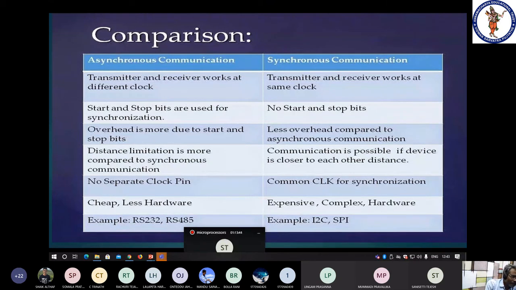Second, the example: I would like to transfer 100 characters in synchronous communication as well as asynchronous communication. Can you tell me how much bandwidth is required in asynchronous communication to transfer 100 characters? Very simple calculation.